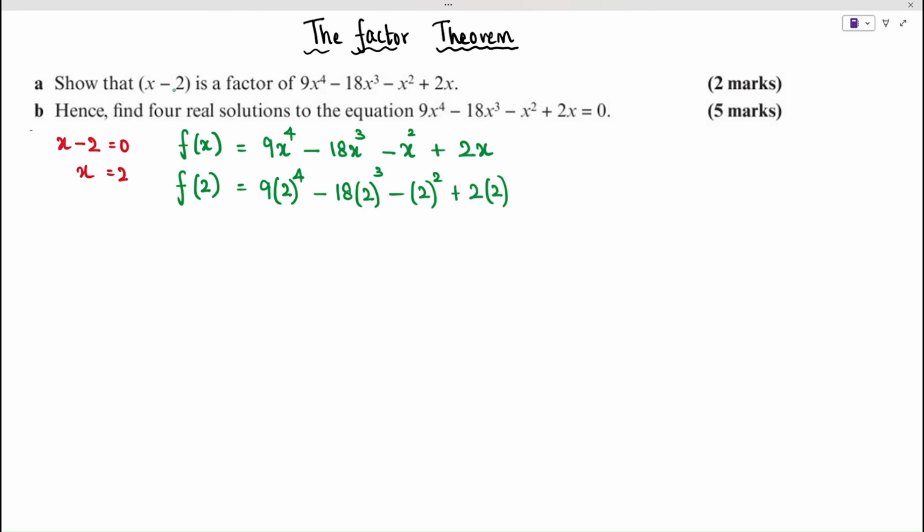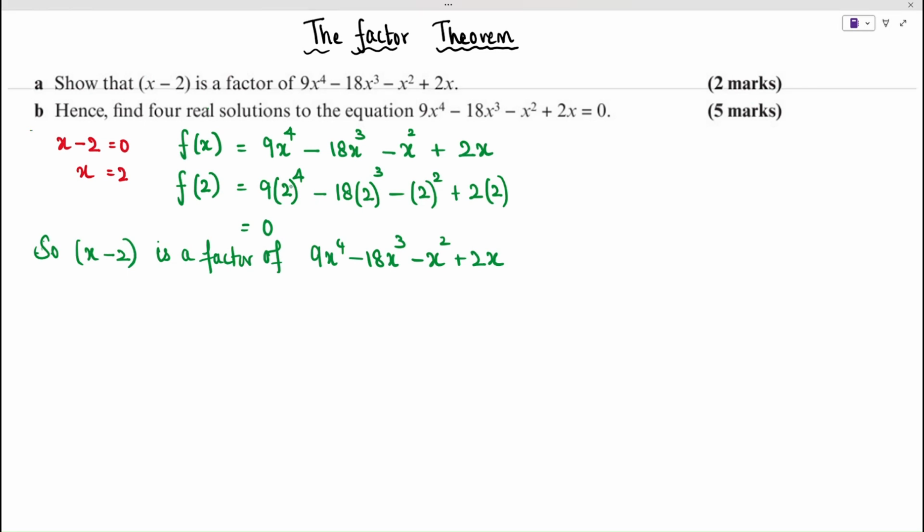Now if you put this into your calculator, it will give you this equal to 0. And the fact that it's equal to 0, and then we have to write a sentence here. So we write since it's equal to 0, x minus 2 in our brackets is a factor of, and then we write out our equation at the top. So 9x to the 4 minus 18x cubed minus x squared plus 2x.